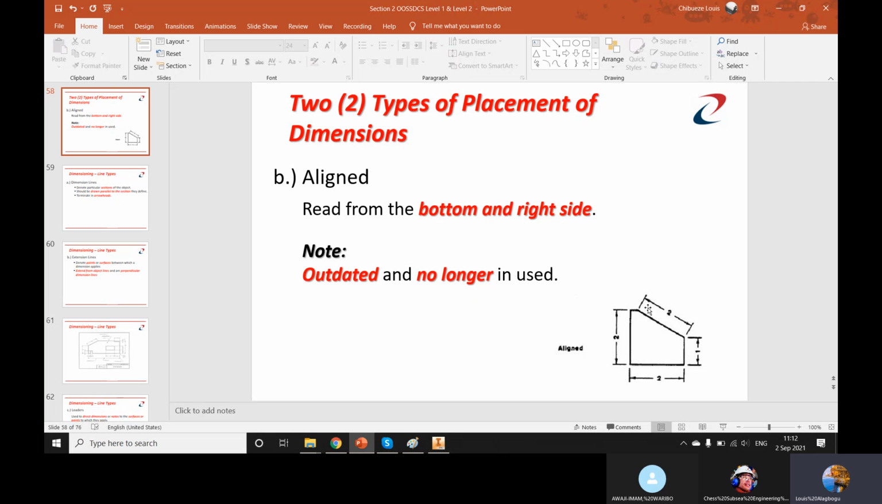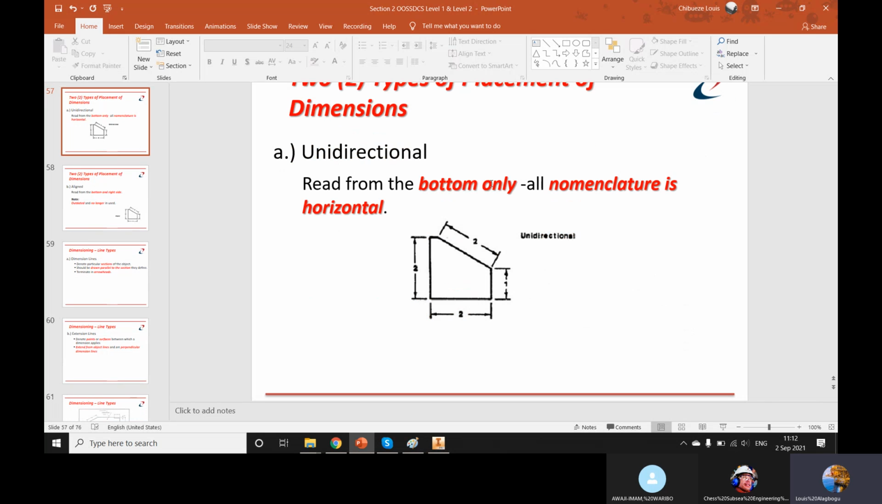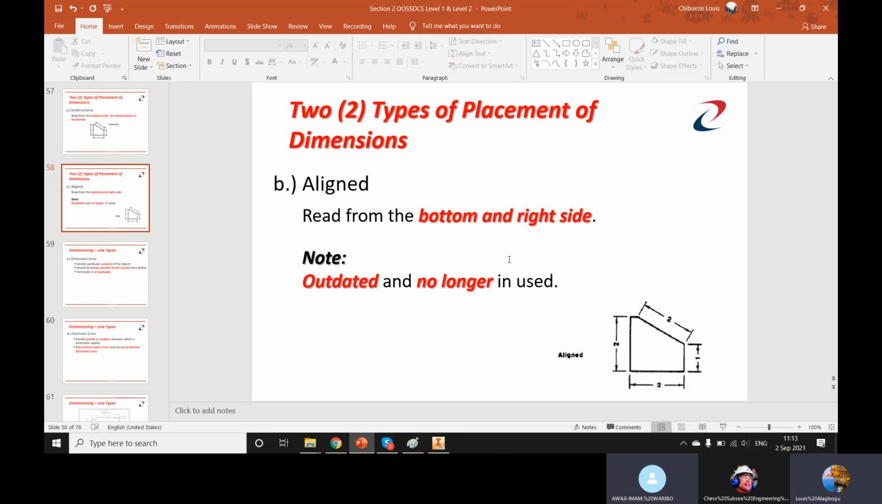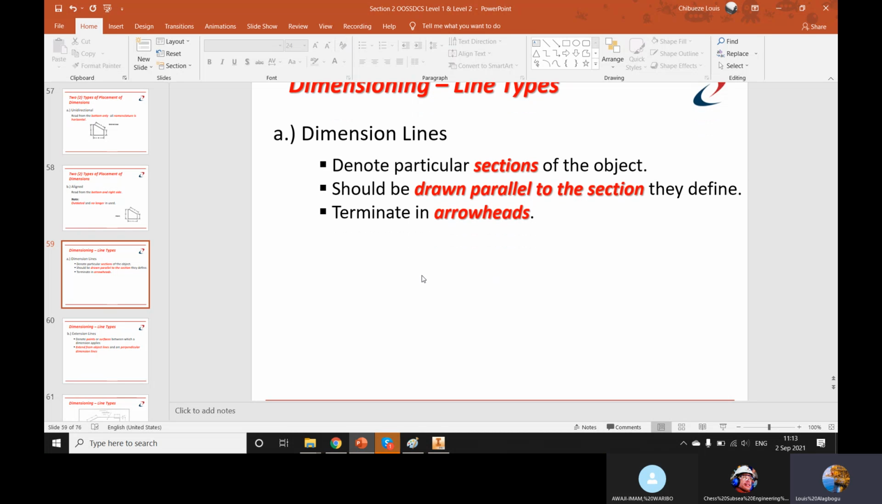Okay. So I'll just repeat this a bit. I said the aligned dimensions. The difference between this and the other one, unidirectional, I'm okay with this. I'm okay with that. Okay, so dimensional lines, they denote particular sections of the objects, and they should be drawn parallel and terminate in arrowheads.